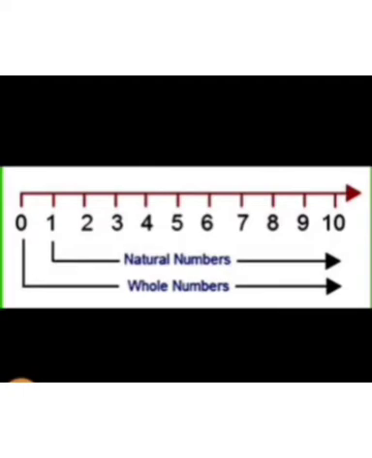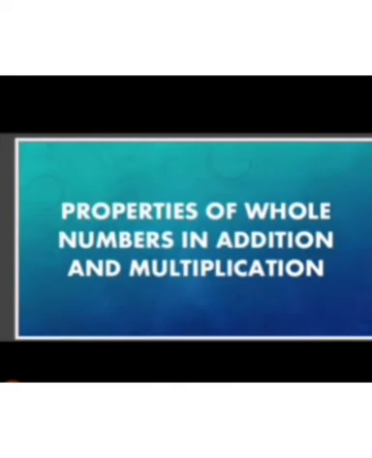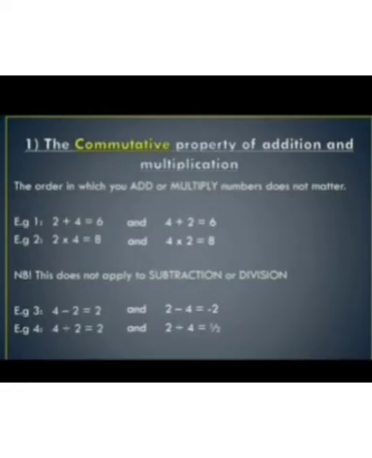Now, we will discuss some properties of whole numbers in addition and multiplication. The first property is the commutative property of addition and multiplication. The order in which you add or multiply numbers does not matter.